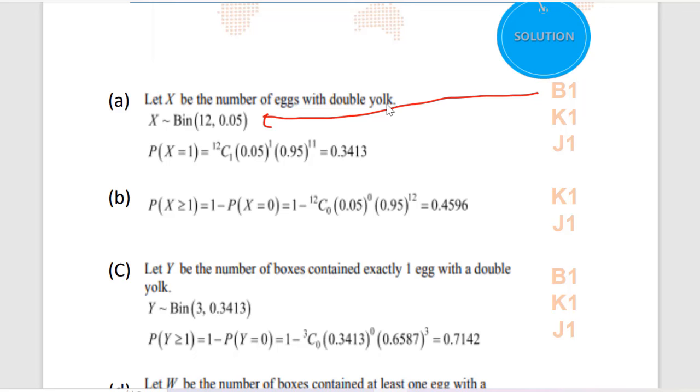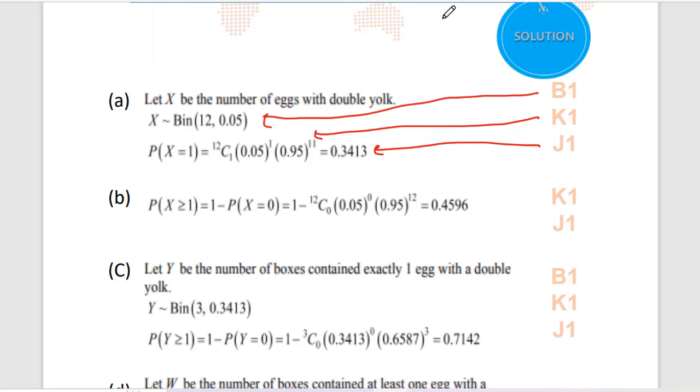Okay, awak statekan. And then, untuk soalan part A, kita nak dapatkan probability exactly 1. So, probability X equals to 1. So, pakai formula, masukkan dalam formula binomial distribution lah. Ini boleh dapat K1 dan jawapan dia awak dapat 0.3413. Ini dapat J1.